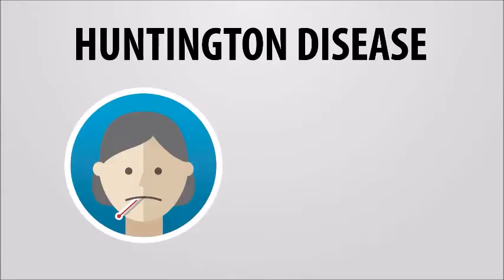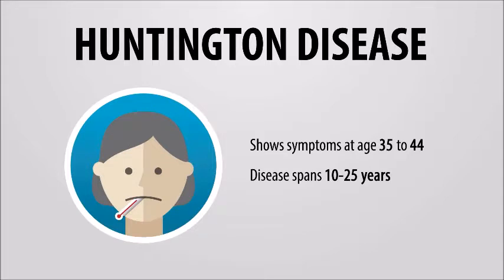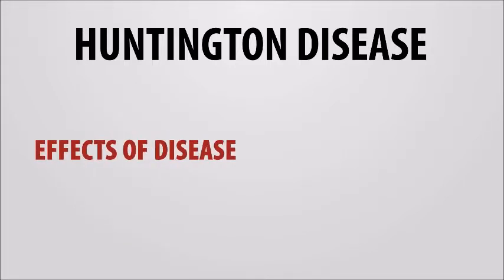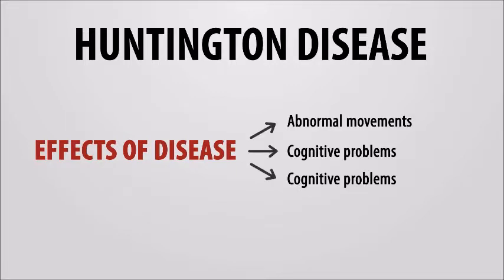A Huntington disease patient usually starts to show symptoms of the disease at the age of 35 to 44, and the symptoms of the disease worsen throughout the span of 10 to 25 years. The disease affects the nervous system of the entire body, causing abnormal movements, cognitive problems, and psychological problems.